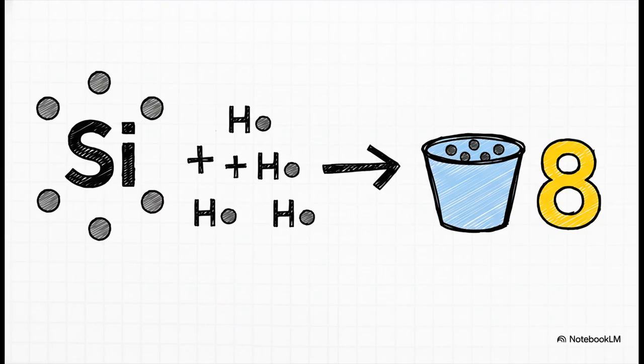That's SiH4. Step 1, count the electrons. Okay, silicon is in group 14, so it's got 4 valence electrons. We have 4 hydrogens, and each one has just 1. So 4 plus 4 times 1, that gives us a grand total of 8 valence electrons to work with.